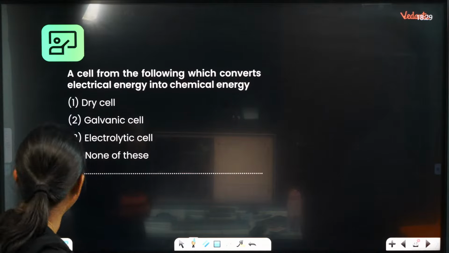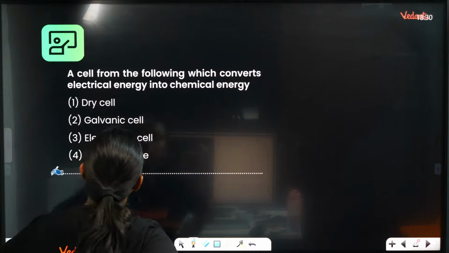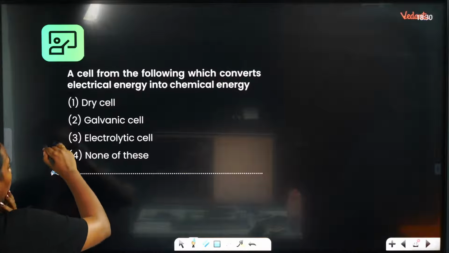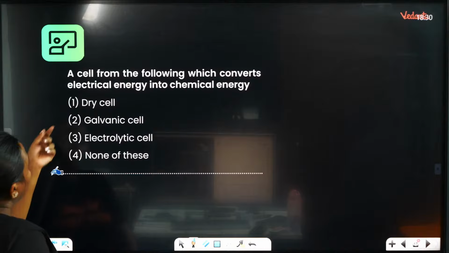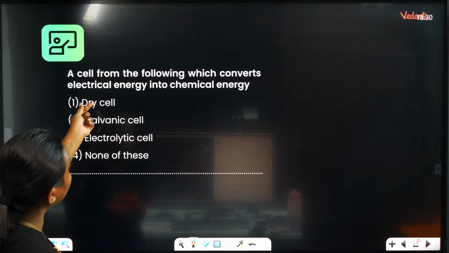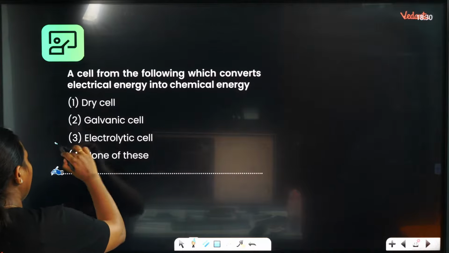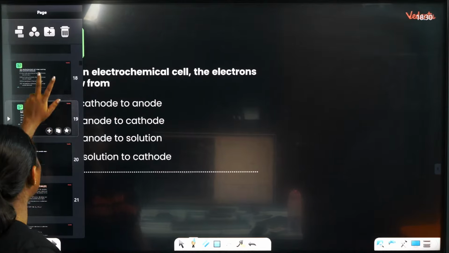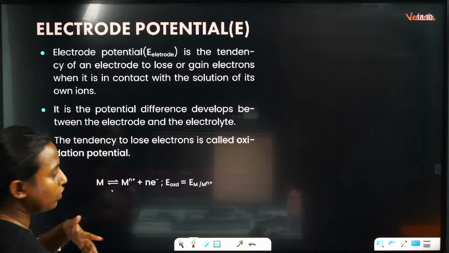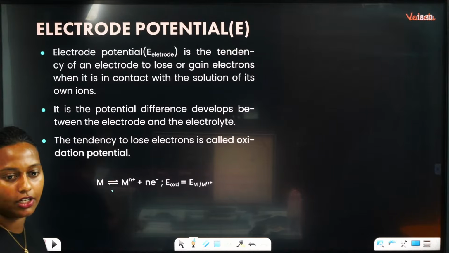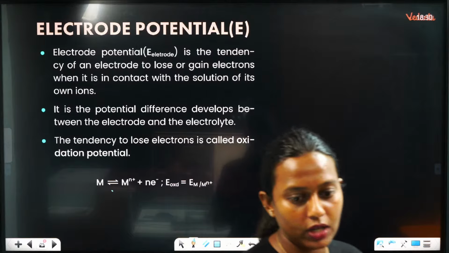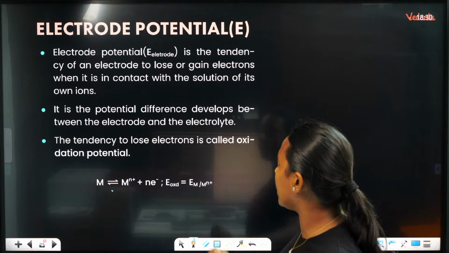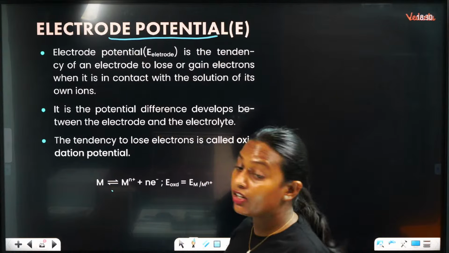A cell from the following which converts electrical energy into chemical energy: that is the electrolytic cell. Yes, correct. I added so many questions, so you can give the answers for all of them. Now I am taking the complete content, because we need to finish the content. Everyone, like the session quickly, and then we are moving to electrode potential.